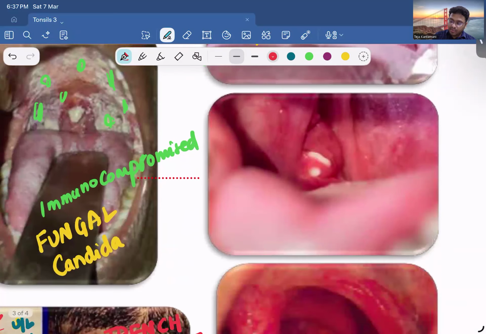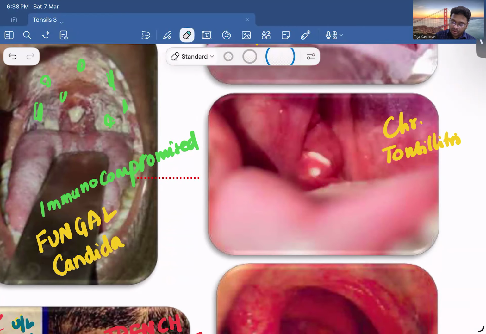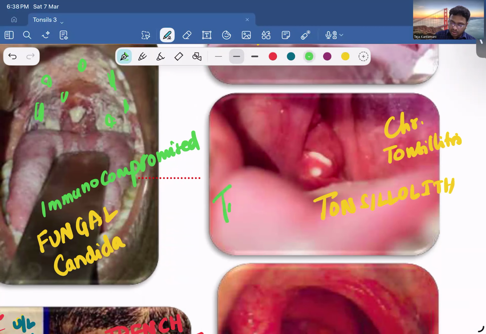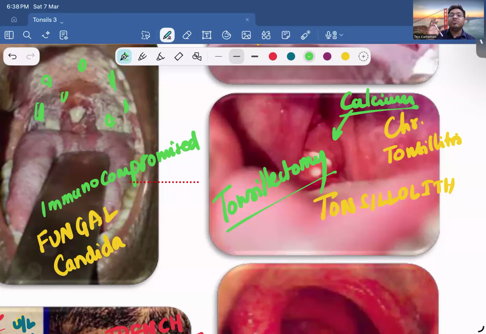Next scenario, you can see a whitish thing on a unilateral surface. This patient is a chronic tonsillitis patient, but later he developed this condition. There is a stone within the tonsil. This is known as tonsillolith. What is the treatment for this condition? Tonsillectomy. Tonsillolith is nothing but, in a chronic tonsillitis patient, recurrent tonsillitis provokes calcium deposition on the surface, leading to stone formation. That is known as tonsillar stone or tonsillolith. Treatment is tonsillectomy.